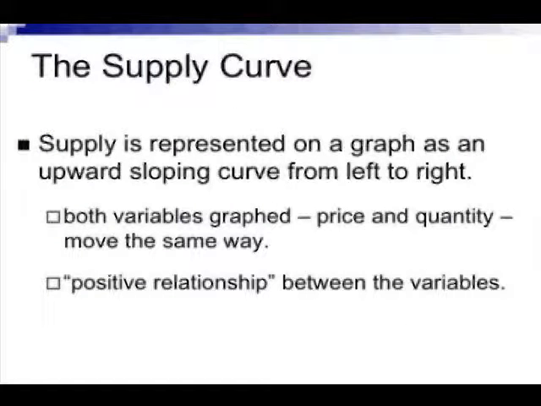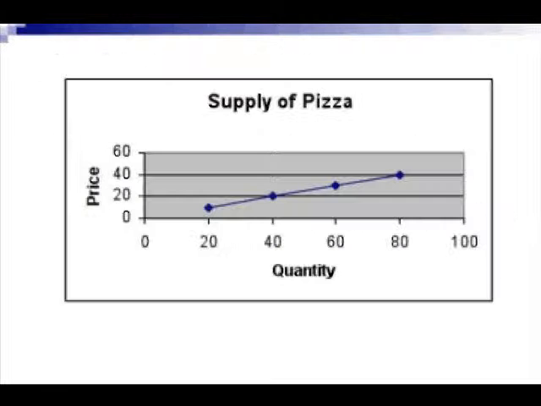Let's look at the supply curve. When we graph or take a picture of supply, it's represented as an upward sloping supply curve. And another neat thing about econ here is that supply has the word up in it. Upward sloping supply curve. So you're going to see that the supply curve is upward sloping from left to right. Both variables graphed, price and quantity, move in the same direction. And that's a positive relationship between those variables. And whenever you graph anything that has a positive relationship, you're going to see an upward sloping curve.